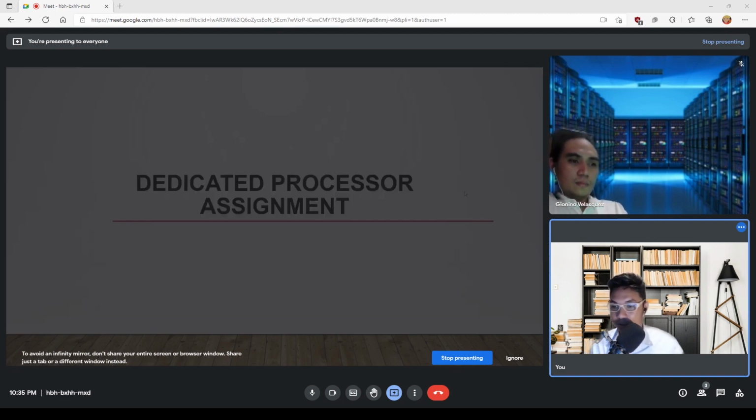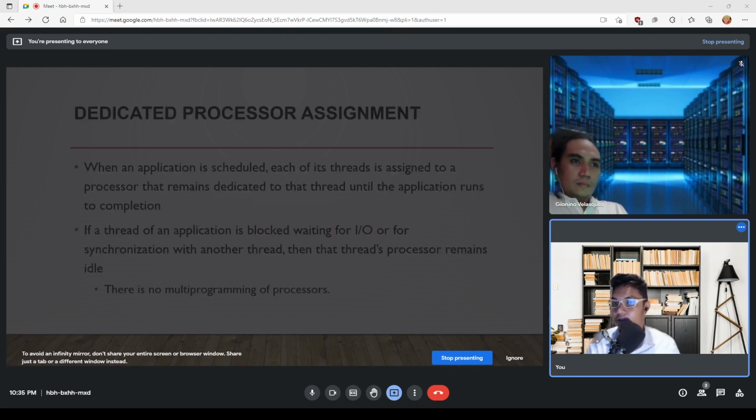So next, dedicated processor assignment. So what is that? It is when an application is scheduled, each of its threads is assigned to a processor that remains dedicated to the thread until the application runs to completion. If a thread of the application is blocked waiting for I/O or for synchronization with another thread, then that thread's processor remains idle. So there is no multiprogramming of processors.